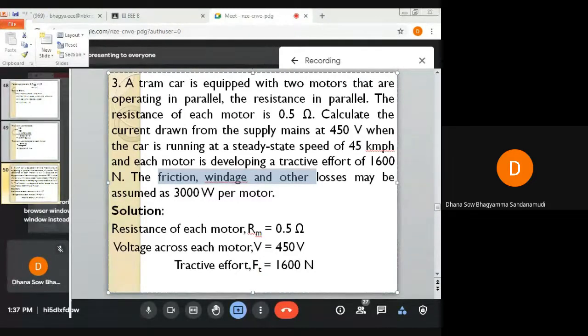So the resistance of each motor is given, that is 0.5 ohms. Voltage across each motor means supply mains voltage. Supply mains voltage is given, that is 450 volts. Tractive effort is 1600 newton, and you can write down the steady state speed is 45 kilometers per hour, and tractive effort F_t is 1600 newton, and the constant losses are 3000 watts per motor in the given data. Just write it down as soon as you complete it in the form.